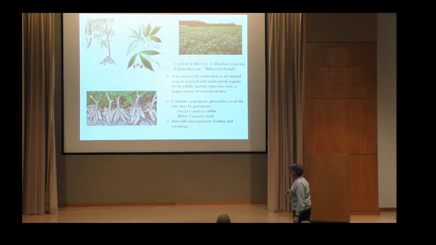It's grown extensively as an annual crop in tropical and subtropical regions, with edible starchy tuberous roots, a major source of carbohydrates worldwide. But, there's always a but. Be careful when you go out in the woods somewhere in the Amazon and you find some yucca growing. Oh, I'm gonna have it. Well, some of them have cyanogenic glycosides, and you might pass out. So there's the sweet and there is bitter.